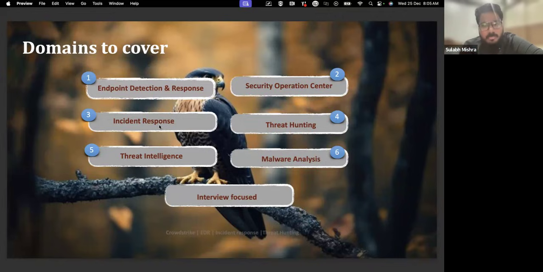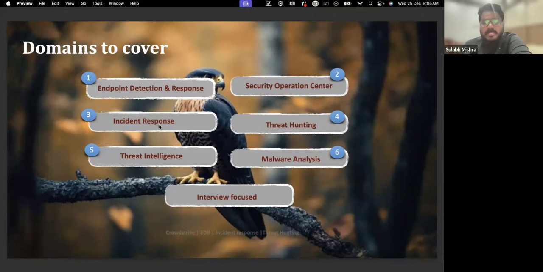Most of you have heard of SOC, all right? So we'll be discussing the roles that we have in the SOC and what kind of responsibilities they carry. We'll also see how a SOC analyst uses EDR in investigation, in monitoring, or while performing activities in their day-to-day work. That is going to be our second domain.